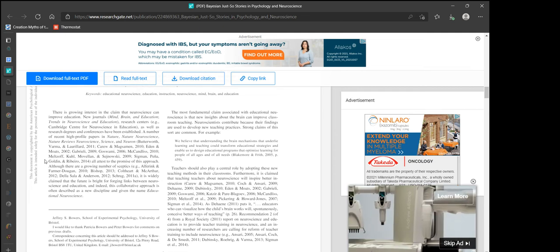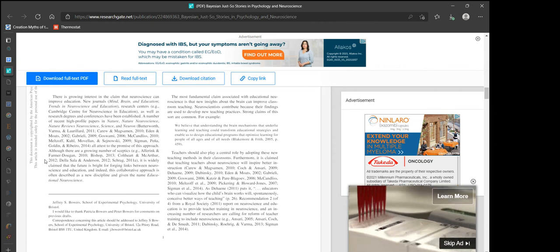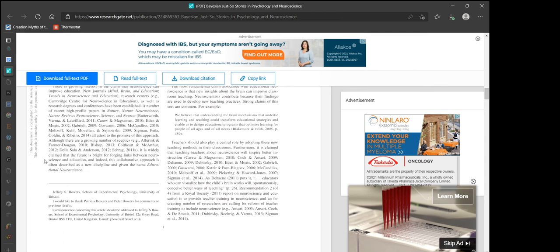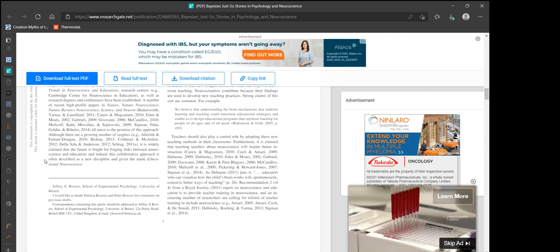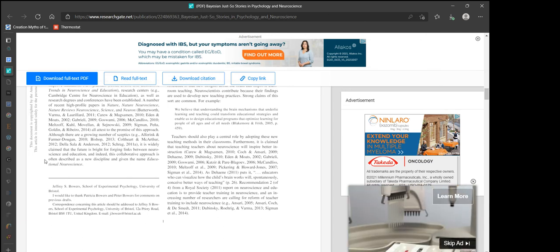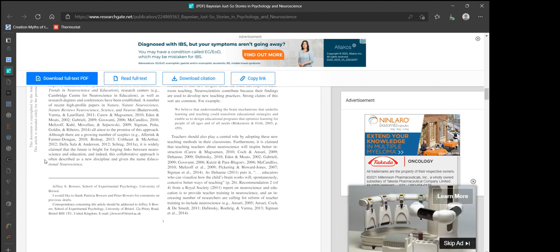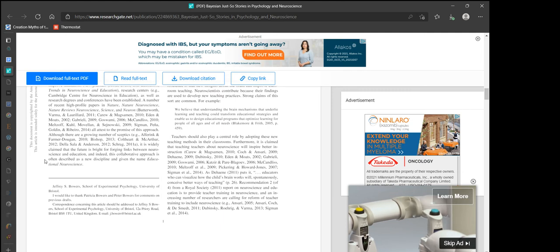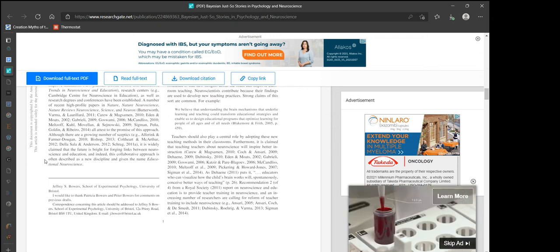There is growing interest in the claim that neuroscience can improve education. New journals, Mind, Brain, and Education, Trends in Neuroscience and Education, research centers, for instance, Cambridge Center for Neuroscience and Education, as well as research degrees and conferences have been established. A number of recent high-profile papers in Nature Neuroscience, Nature Reviews Neuroscience, Science, and Neuron, look at all those citations, all attest to the promise of this approach.